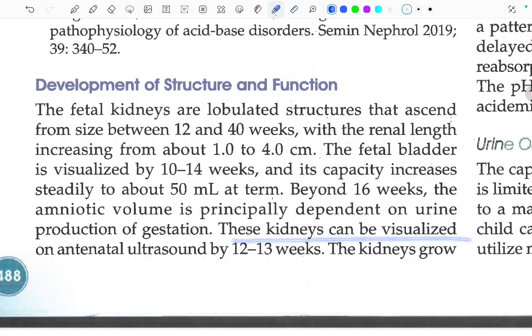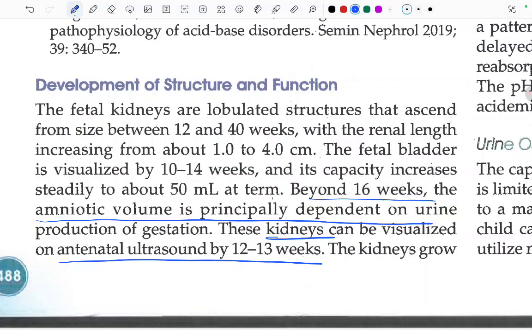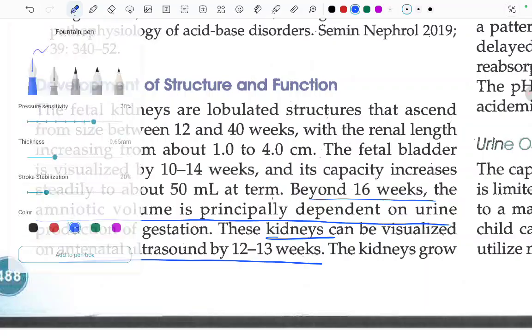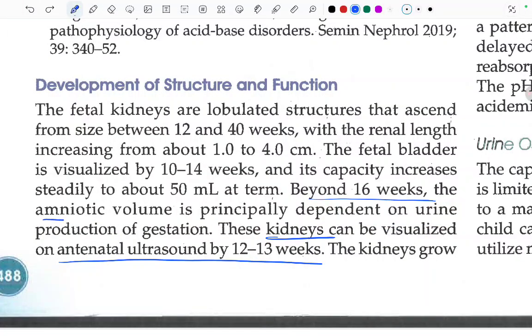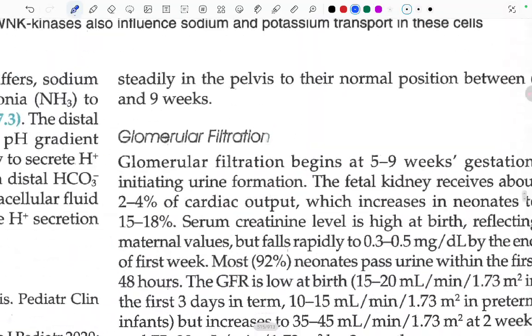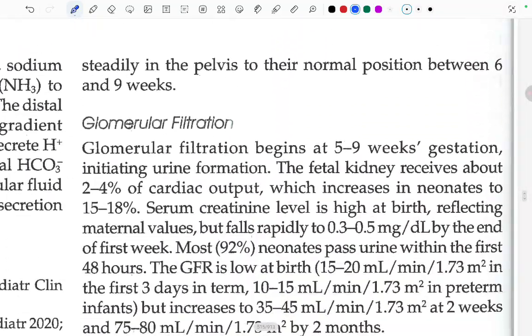These kidneys can be visualized on the antenatal ultrasound by 12 to 13 weeks, and beyond 16 weeks, amniotic volume is principally dependent on the urine production of the gestation. The kidneys ascend from the pelvis to their normal position between 6 and 9 weeks.